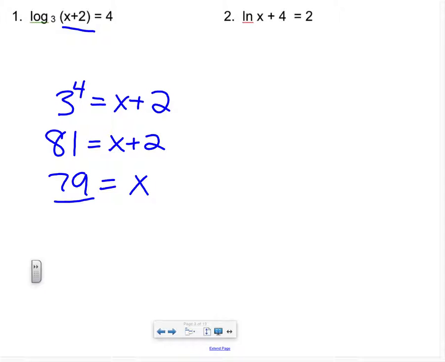What about the next one? I'm going to have to isolate the log first. What would I do first? Subtract 4. So I have the ln of x equals 2 minus 4, which is negative 2. Now I'm going to get rid of the ln, so I'm going to write it as e. So e to the negative 2 equals x. That's fine, and you would plug that in the calculator. Good with that?